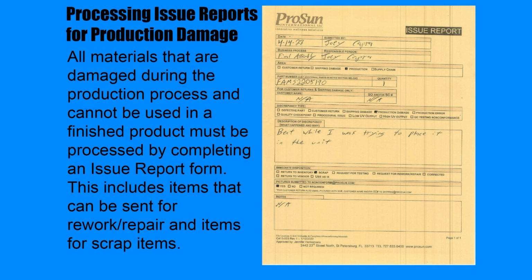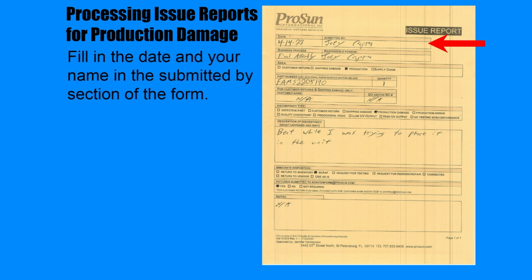All materials that are damaged during the production process and cannot be used in finished product must be processed by completing an issue report form. This includes items that can be sent for rework/repair and items for scrap. Fill in the date and your name in the Submitted By section of the form.